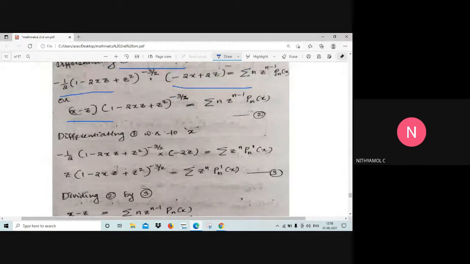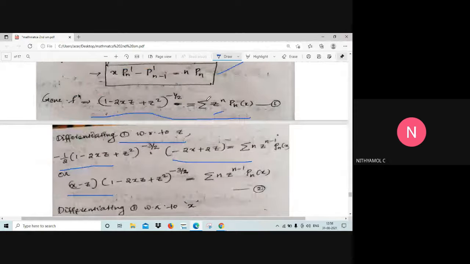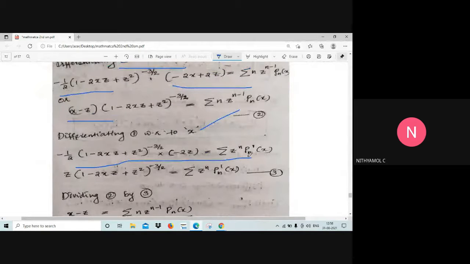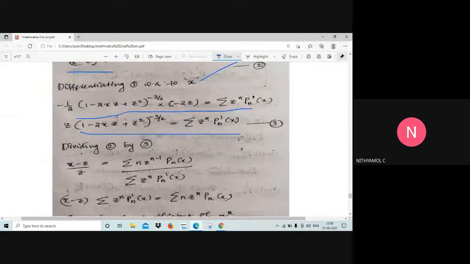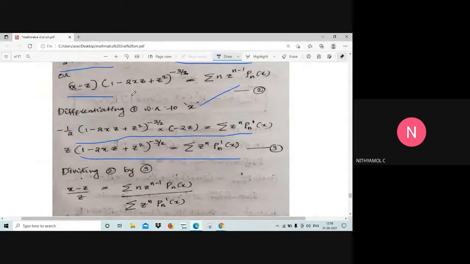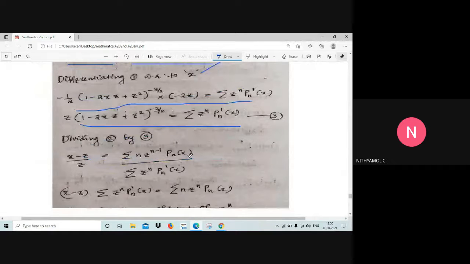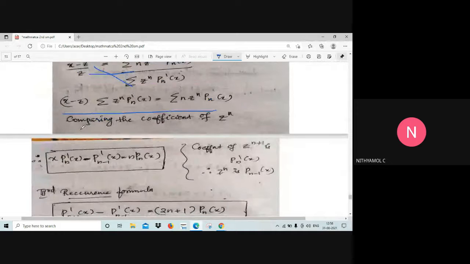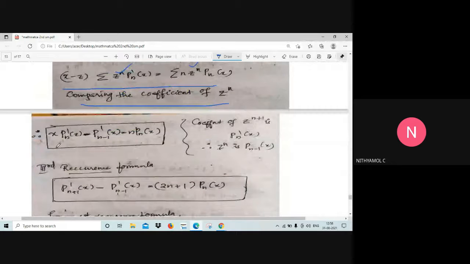First, we differentiated the generating function with respect to z. Now, we differentiate this generating function again with respect to x. So, we will get this term and arranging, we will get this term. Okay. Now, equation number 2 and 3. So, dividing equation number 2 by 3, then we will get (x minus z) equals summation n z raised to n minus 1 Pn of x by summation z raised to n Pn prime of x. And we are just cross multiplying here. Then we get this one. Then comparing the coefficients of z raised to n, x Pn prime minus Pn minus 1 prime is equal to n Pn of x. Okay. So this is our second recurrence formula.